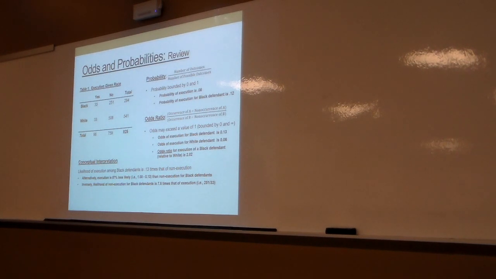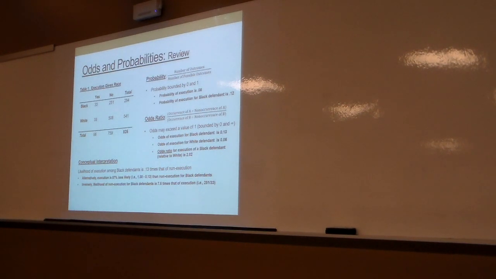I can put that in more meaningful terms: take my odds and subtract it from 1. And I say execution is 87% less likely than non-execution for black defendants. That's something that's more intuitive, right? I'm like, okay, execution is still pretty rare, given the whole thing, right?